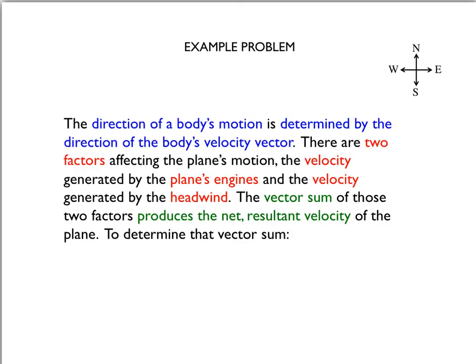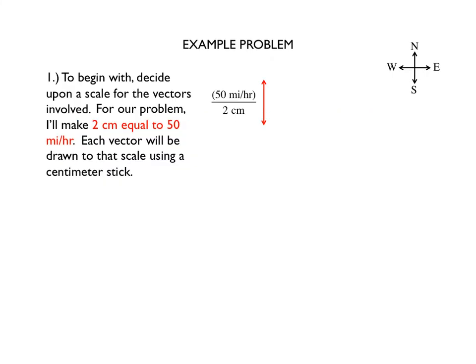As I said, there are two vectors involved, one having to do with the velocity generated by the plane's engine, the other having to do with the velocity generated by the headwind. If we add those two together graphically, vectorially, we will come up with the net resultant velocity, which will identify the motion. First thing you have to do in a problem like this is to identify the scaling factor. In this particular case, I'm going to associate 50 miles per hour with a 2 centimeter long vector.